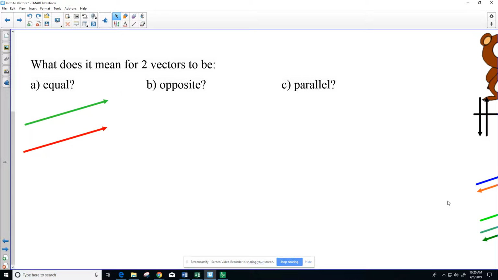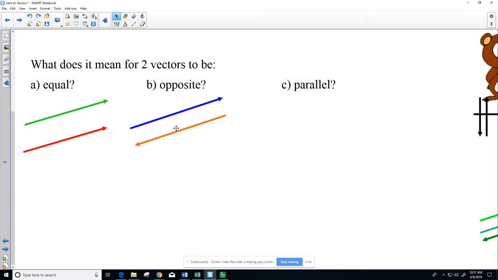Okay, so what about an opposite vector? What do we mean by that? Well, what we mean is just the same magnitude but in the other direction. So in other words, just pointing in the exact opposite direction. And of course, we can move this vector anywhere. So this is what we mean by opposite vectors.